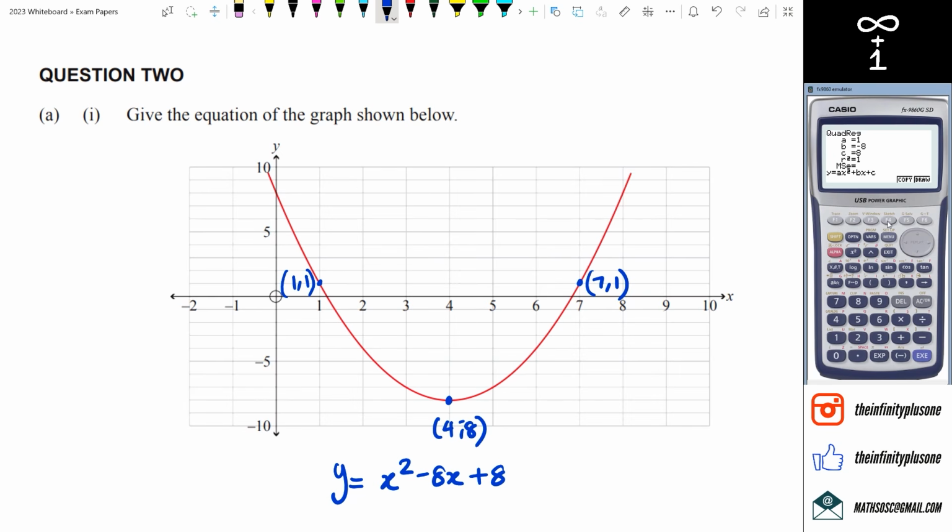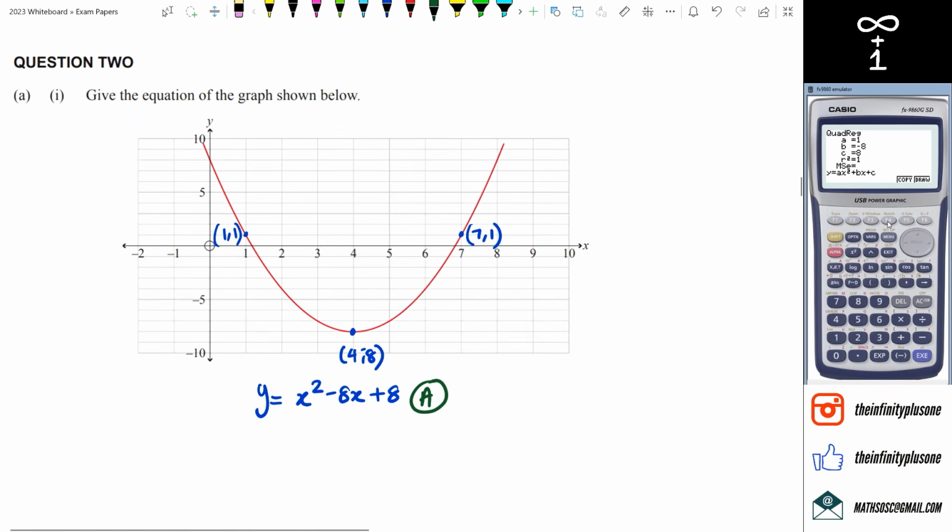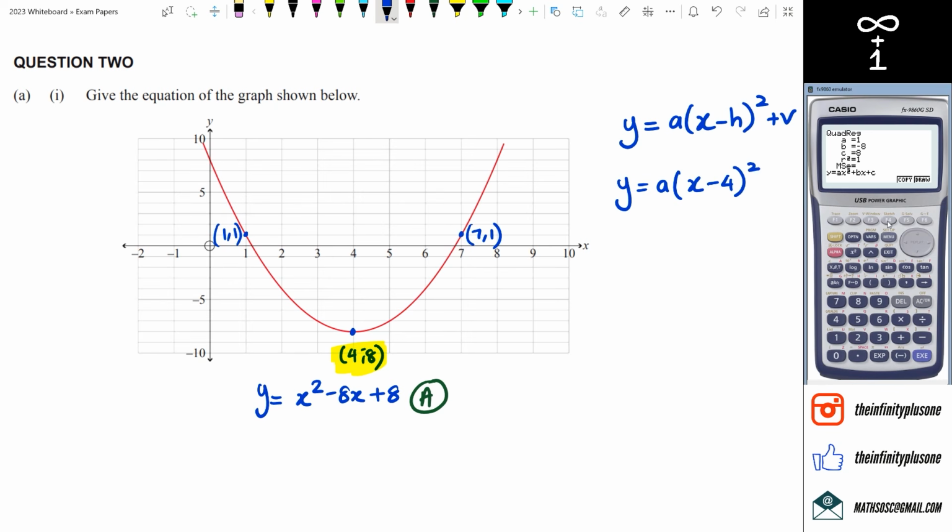Cool, so that gives you an achieved grade. Now if you don't have a graphics calculator, you can actually use the vertex form, y equals (x minus h) squared plus v. I think this is one of the formulas that I use, but you can use any other formulas that you remember as well. So I'll take the vertex here, which is 4, -8. So this is the vertex right here, 4, -8. So then I've got (x minus 4) squared plus v, so it's minus 8.